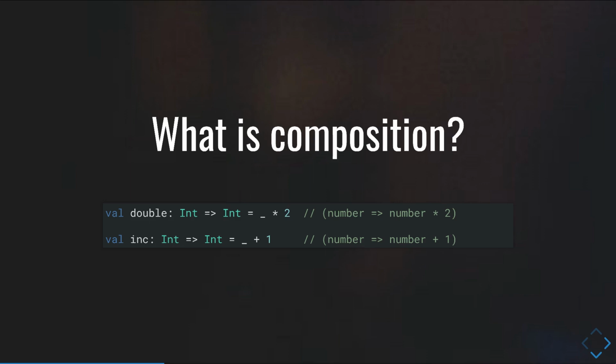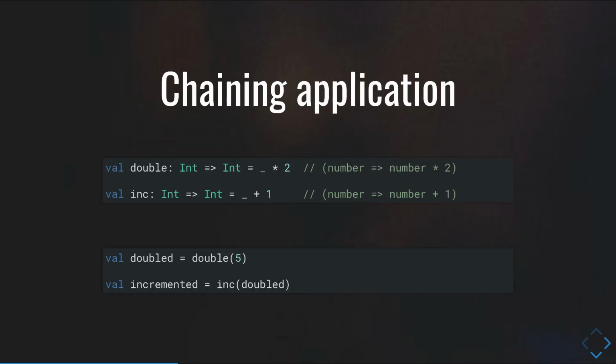Here, we have 2 functions with references stored in vals, double and inc. These have been implemented using the abbreviated syntax, which is the same as a to a star 2 and number to number plus 1. Composition is a means to take multiple functions like these and put them together to produce a combined effect. We can achieve this most easily by chaining application of the functions. Here, we apply double with the input 5, and then we take the output of that function call and feed it into the second function as an argument.